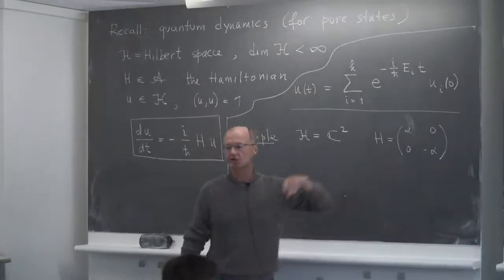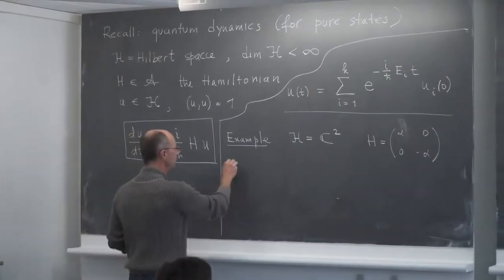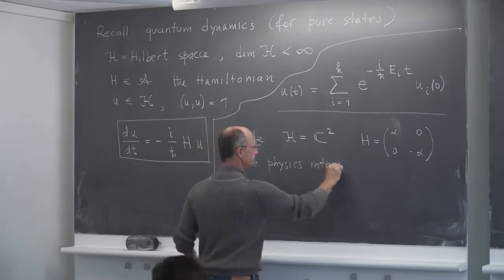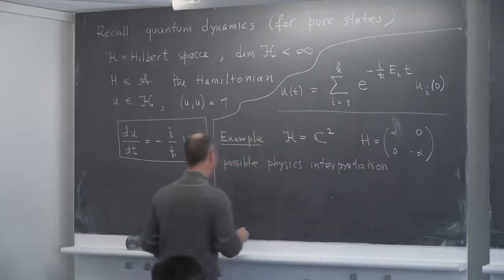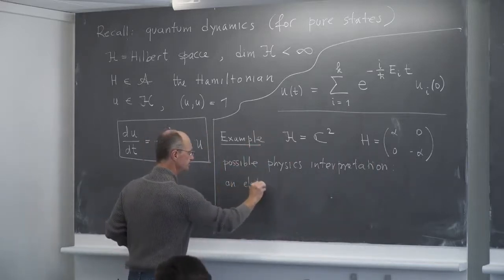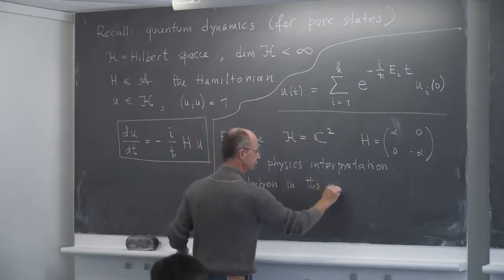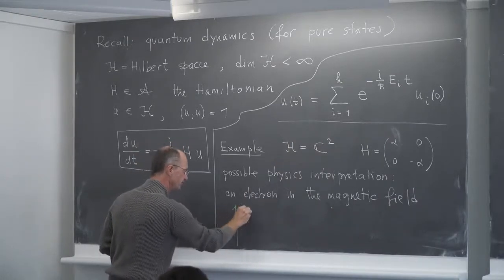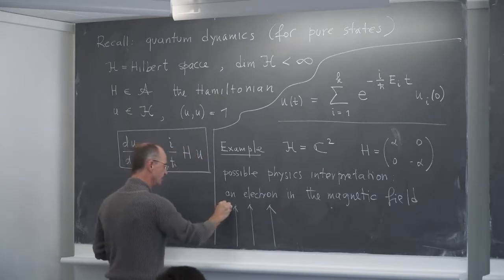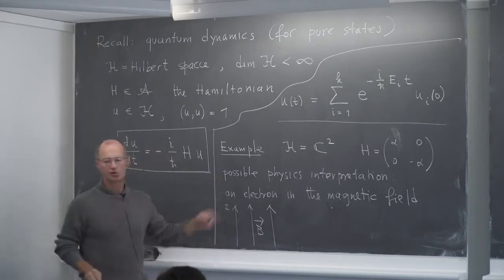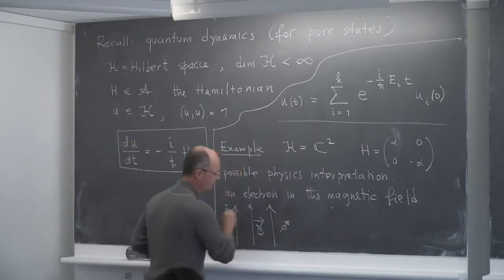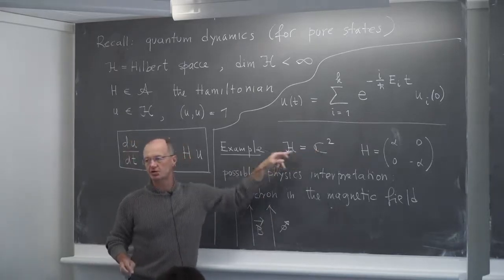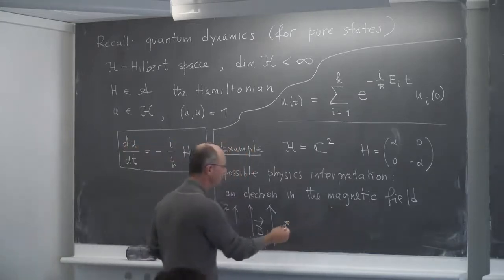And well, this would allow hundreds of physics interpretations, but one possible physics interpretation is like this. We consider an electron in the magnetic field. So let's say here is the z-axis, and there is a magnetic field along that z-axis. And we have an electron. We already know that the electron is a spin 1/2 particle, which means it's described by this Hilbert space C2.